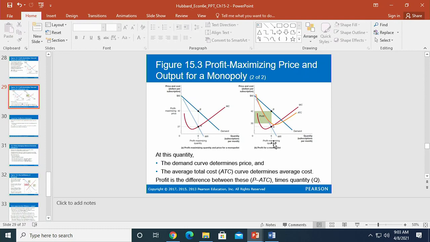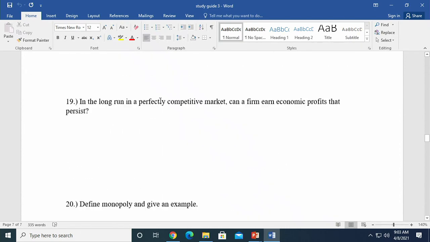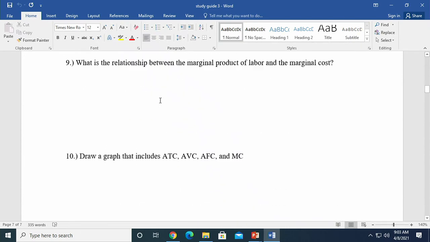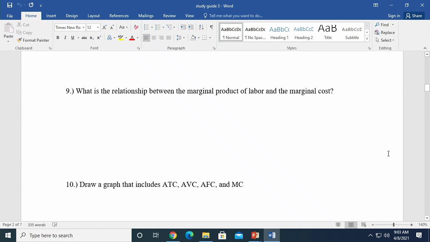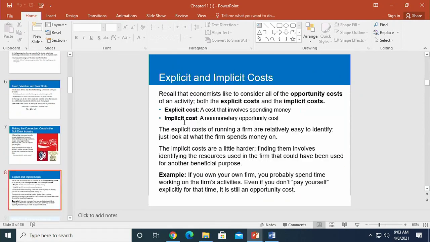Yeah. You roll the number 9. Relationship between the marginal product of labor and the marginal cost. All right, I'm just going to pull up that PowerPoint.